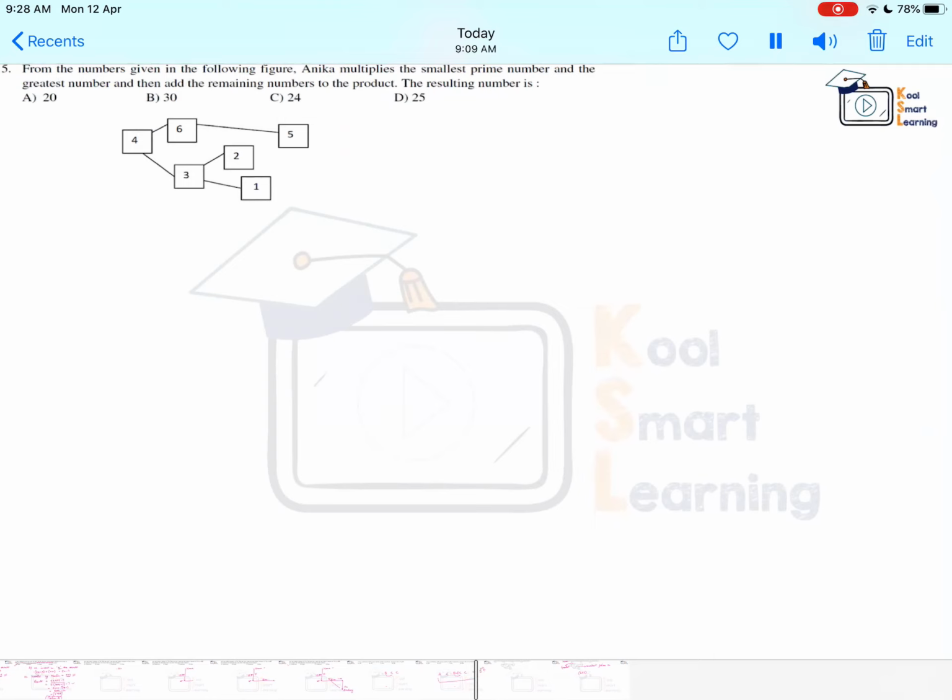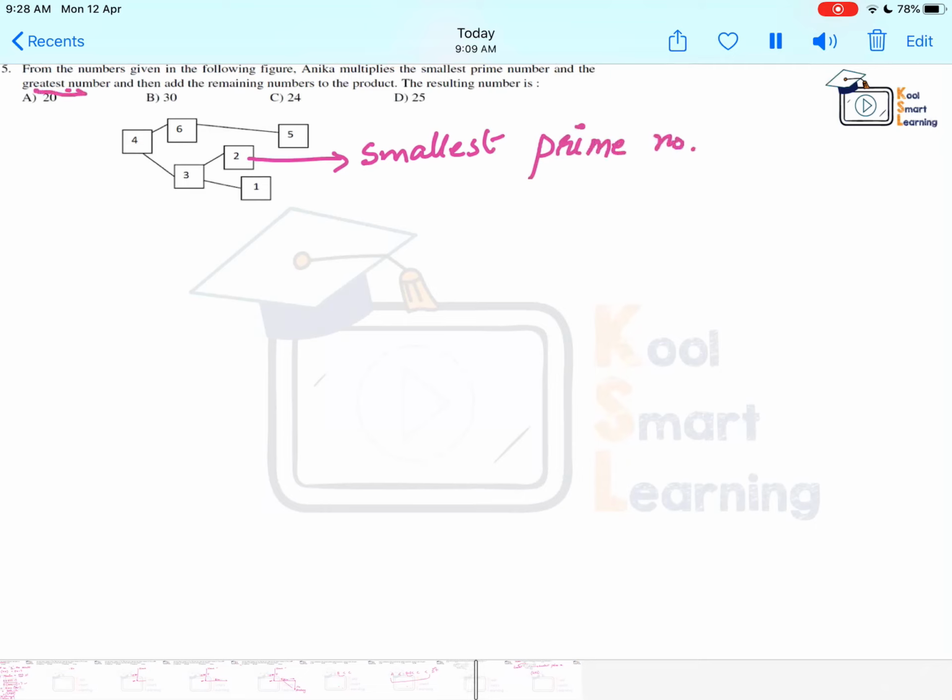Moving to the last question of this session. From the numbers given in the following figure, Anika multiplies the smallest prime number and the greatest number. So let's first find out the smallest prime number. Smallest prime number is 2. And we have to take the greatest number from the given numbers. So this is the greatest of the given numbers, 6.